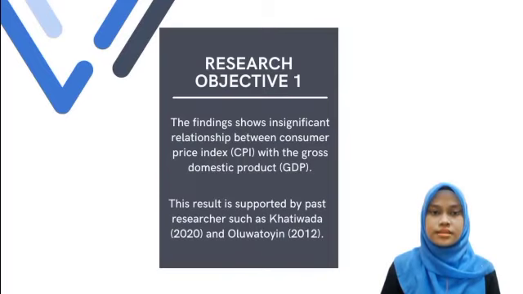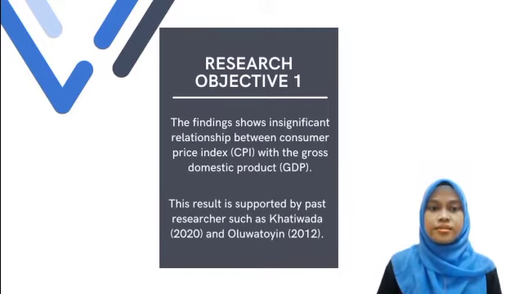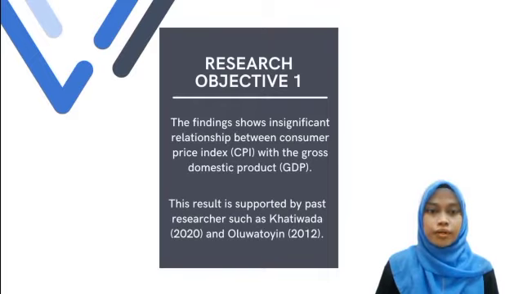For the first research objective, the findings showed an insignificant relationship between CPI and GDP. The result is in line with the study of Katiwada in 2020. Katiwada used descriptive statistics and econometric models to identify the relationship between CPI and GDP. The results show that there was no significant relationship between GDP growth and CPI. The outcome is also consistent with the study of Oluwatoyin, who found the CPI has no significant impact on economic growth.